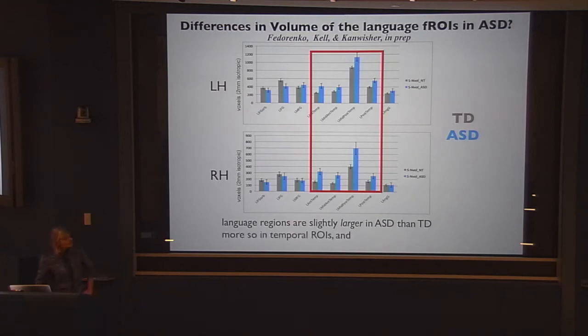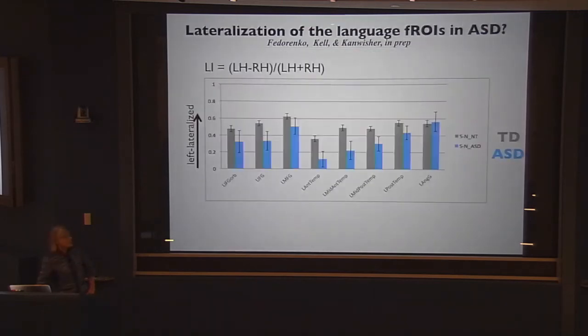So basically, these regions are larger in ASD. That increase in size is greater in the temporal lobe than the frontal regions, and it's more so in the right hemisphere, leading to what turns out to be a pretty sizable difference in lateralization, which is a measure of how lopsided to the left those activations are. And what you see is that they are more lateralized in typical subjects than in people with autism. So people with autism have bigger language regions, and there's more on the right.